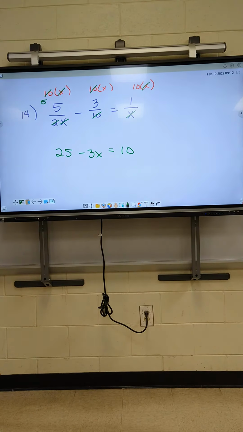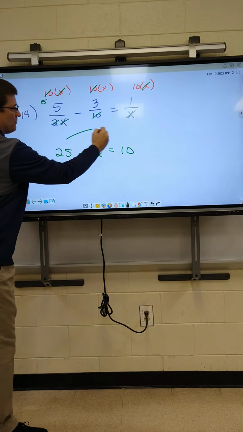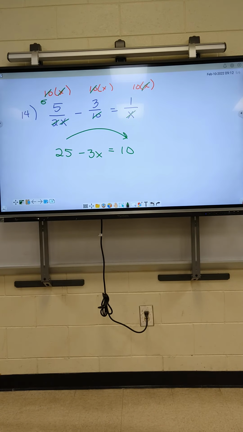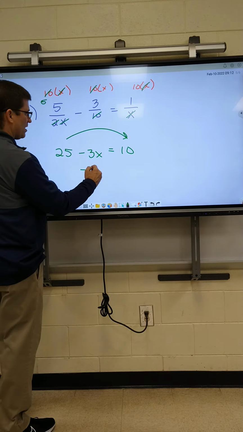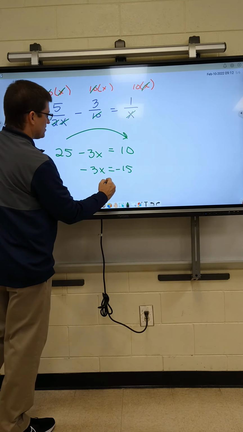All right, I can't do quadratic formula because I don't have an x squared, so y'all just combine your like terms. Move your 25 over here, make it a negative 25, and get an answer. All right, what'd y'all get? 5. Positive or negative? Positive. Positive 5 is correct.